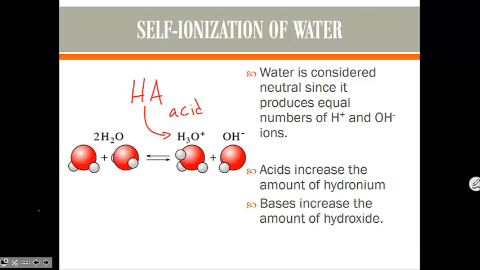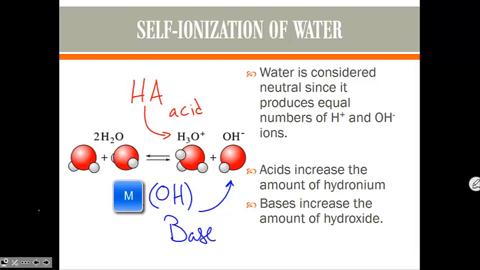Bases are compounds that contain the hydroxide ion. Again, this is a simplified version of the definition of a base, but we will use the simplified version that a base is some metal cation as well as the hydroxide anion, because that will shift this equilibrium, producing more hydroxide ions in solution, which is what we will characterize as a base.